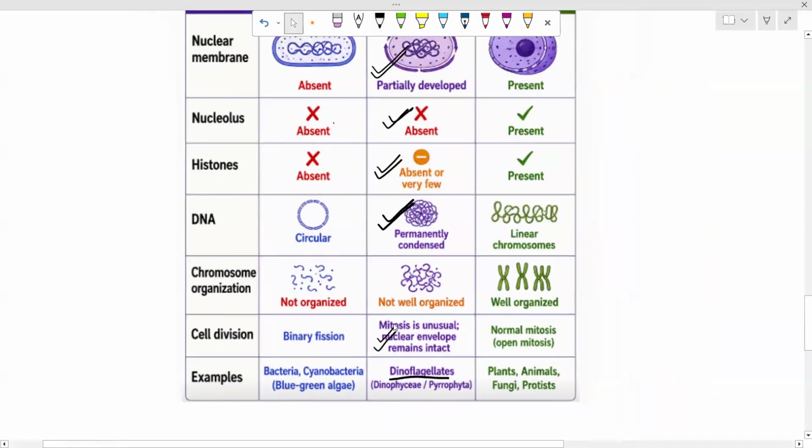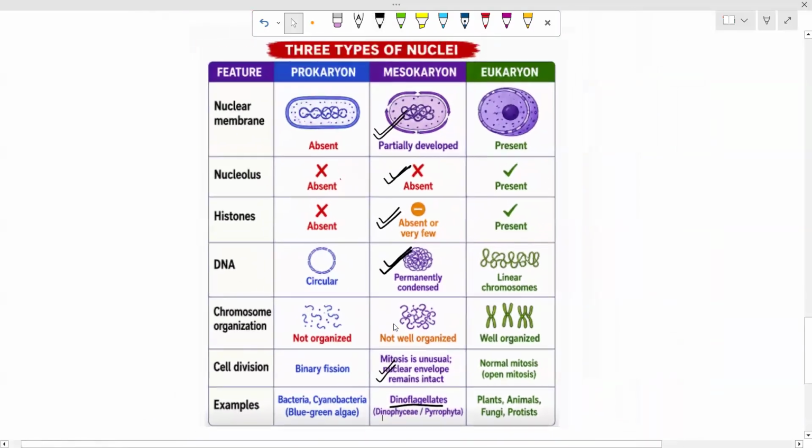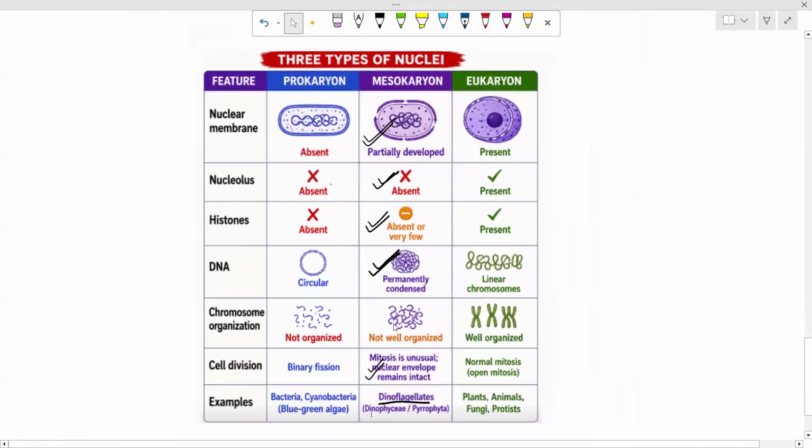If you want, you can take a screenshot of the comparison between the prokaryote, mesokaryon, and eukaryote. I hope this short video might be helpful for you for understanding the concept.